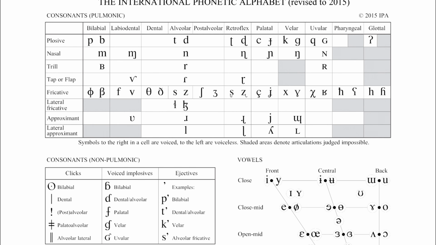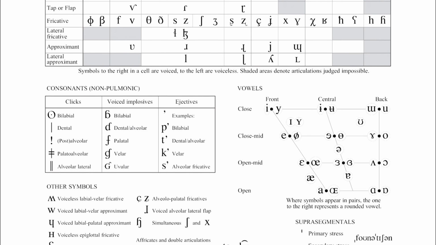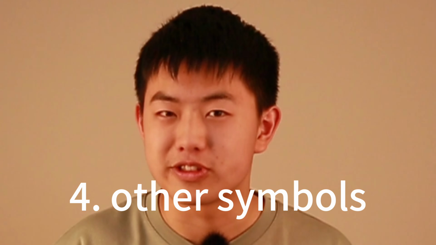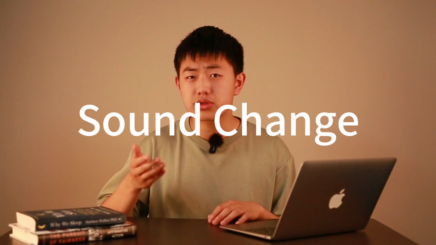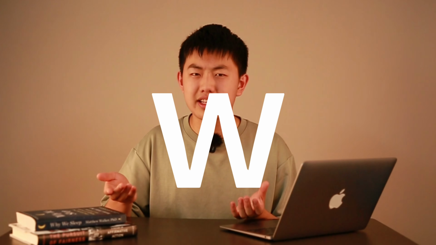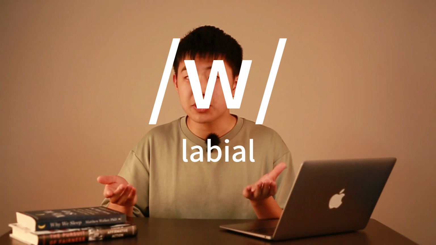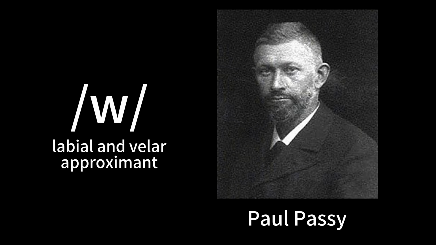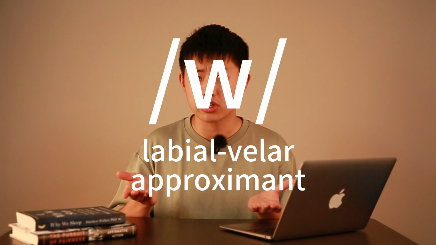Lastly, after scrolling through the IPA for a bit, you'll notice that it actually includes this additional section titled Other Symbols. It lists a whole bunch of random, uncategorized symbols. Oftentimes languages, through historical sound change, can end up with sounds that might not fit into one category, or can even have multiple categories. For example, the W sound found in many languages is actually both a labial and velar approximant. So the people who came up with the IPA decided to label it as labial-velar approximant.